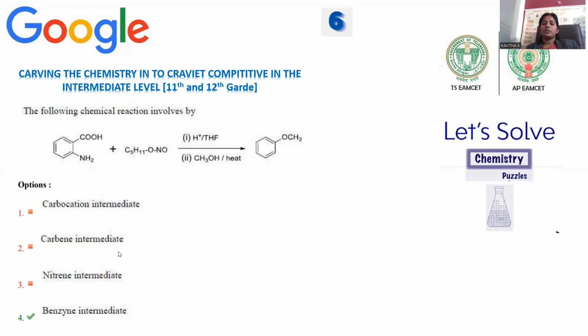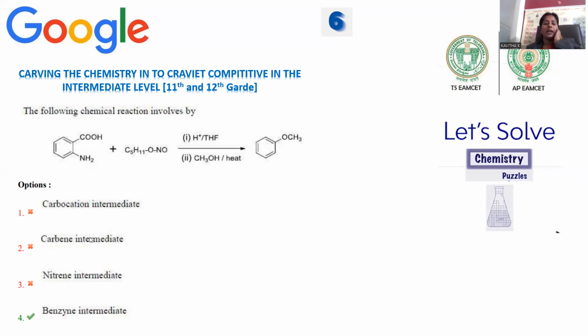Move on to question number 6, the last question of the session. Here, the benzene ring with NH2 and COOH is called anthranilic acid. Orthoaminobenzoic acid is the IUPAC name. Anthranilic acid is the common name for the system, and it is treated with C5H11ONO. ONO is called nitrito, and here C5H11 is the kind of organic chain it will be.